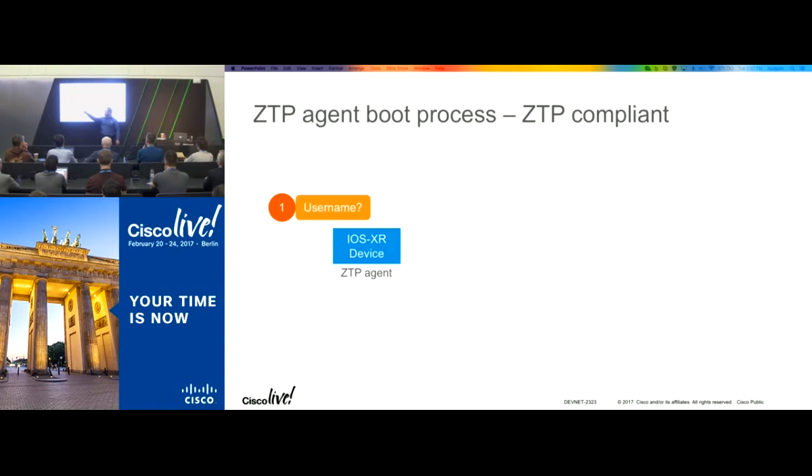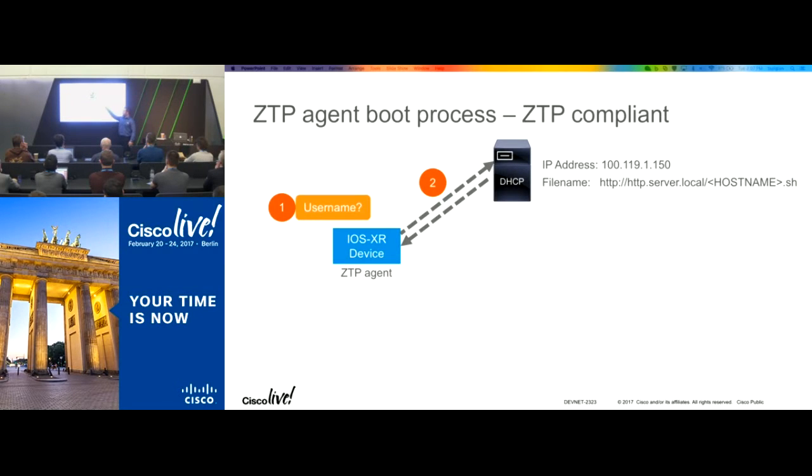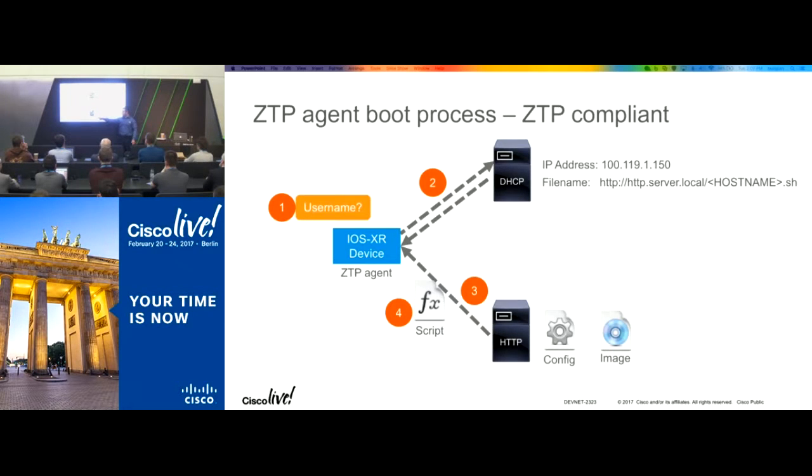So on iOS XR, it first checks to see if there's a username configured. Doesn't matter if there's other things already configured, routes, IP addresses, any of that. It cares about a username. If there's no username, it will try. It then contacts DHCP to get an IP address and a file name attribute, which points it to a shell script in ZTP's case. It will then go to the HTTP server, download that script, and then while that script's running, that script can download, config, and code, upgrade the box, and do any provisioning you need to do on that box.